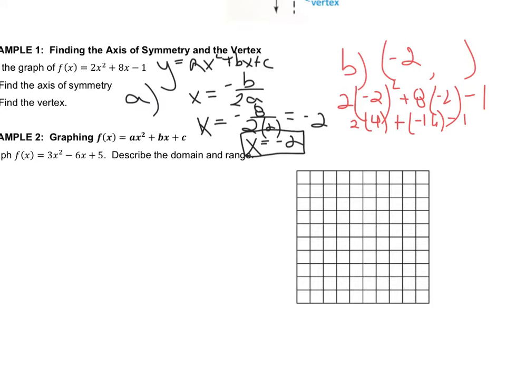I would get 8 minus 16 minus 1, which gives me negative 9. So now I know the y value when x is negative 2, which makes my vertex negative 2, negative 9. And it's as simple as that.